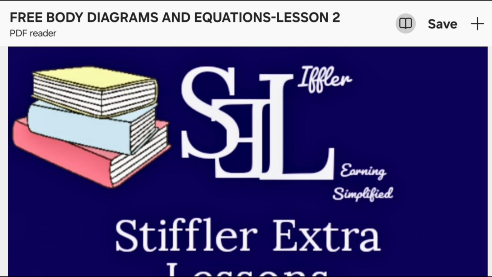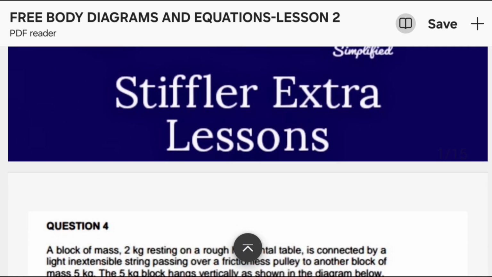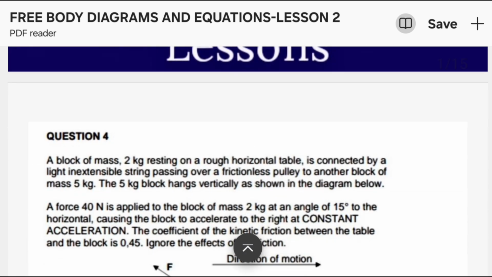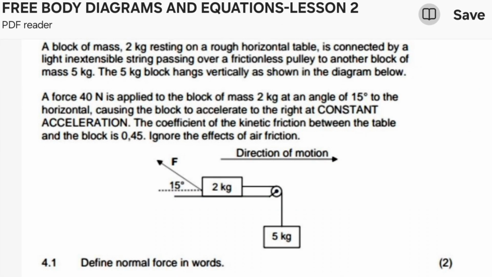So today we are just going to deal with free body diagrams and how to formulate the equations of motion using the free body diagram. So sit back, relax, and enjoy. I'm going to show you how to take out the important information when you are reading the statement.